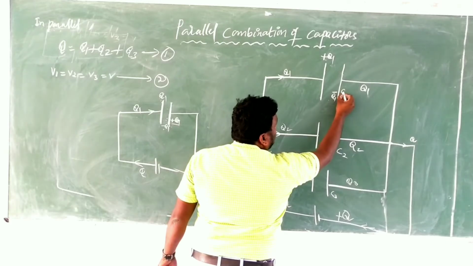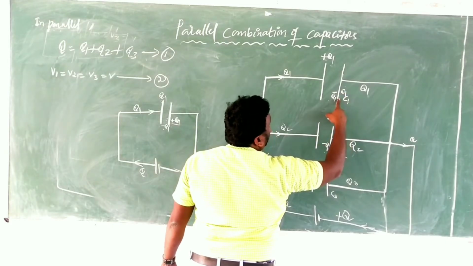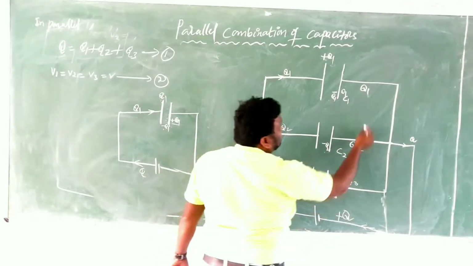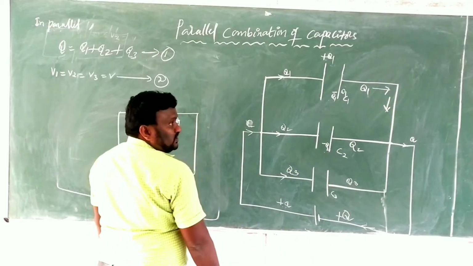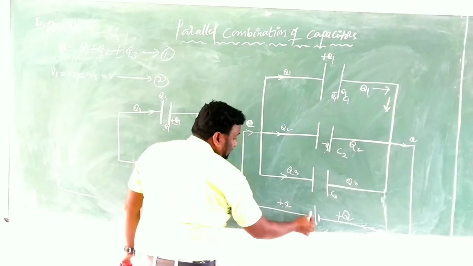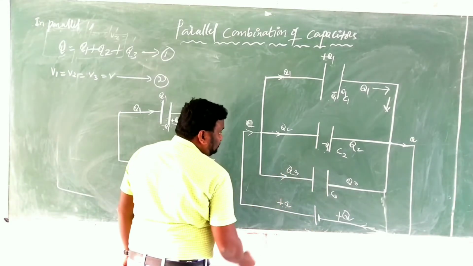And after that, on the outer surface, Q1 is there. That Q1 is again supplied like this. That should move like that. Clear? And after that I am going to explain the second one.